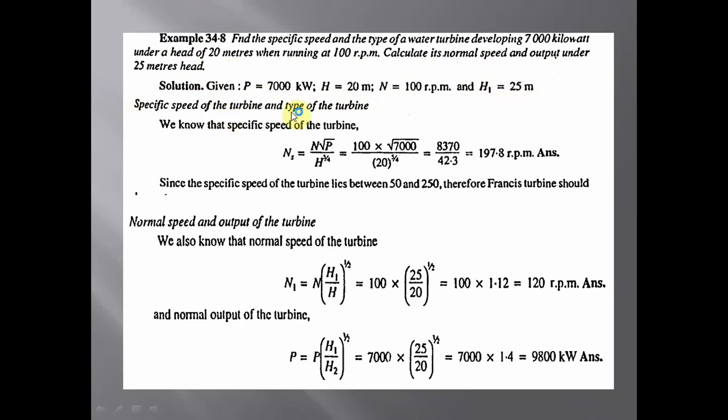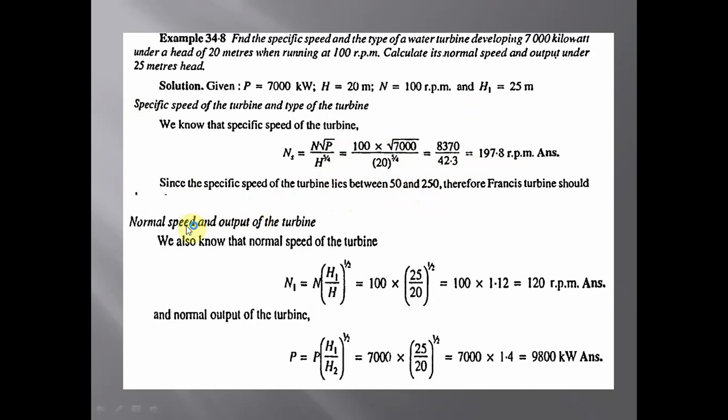So the specific speed of the turbine and the type of turbine. We know that the specific speed of the turbine Ns is equal to N × √P divided by H^(5/4), that is 100 × √7000 divided by 20^(5/4), that is 837 divided by 42.3, that is 191.8 rpm. Since the specific speed of the turbine lies between 50 and 250, therefore a Francis turbine should be used.